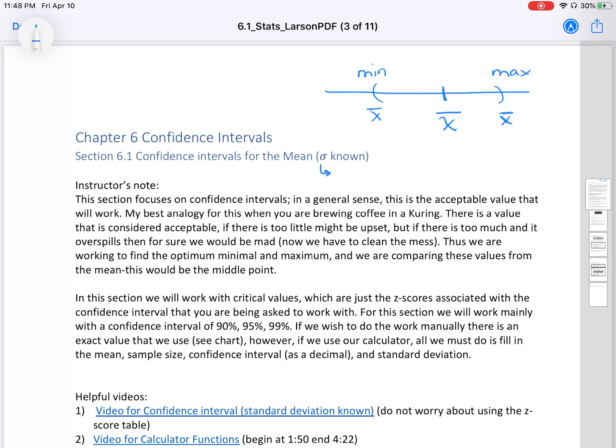It says that our standard deviation is known. Because we are given sigma, we know we're being asked to work with a population standard deviation. And that's really important. A population standard deviation is slightly different than a sample standard deviation. So this is what makes 6.1 unique.